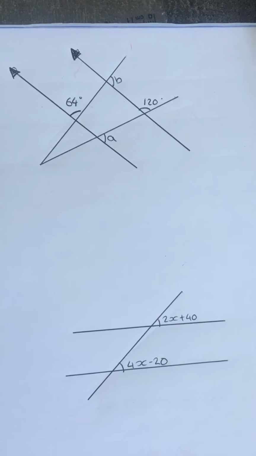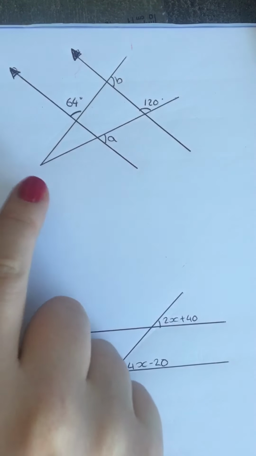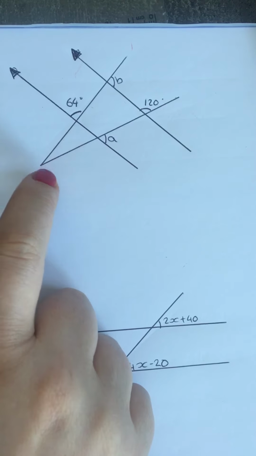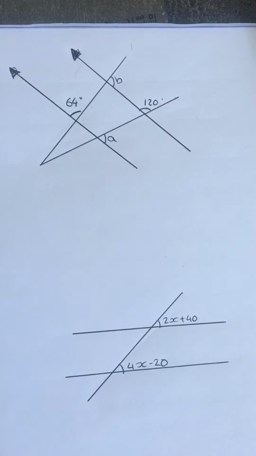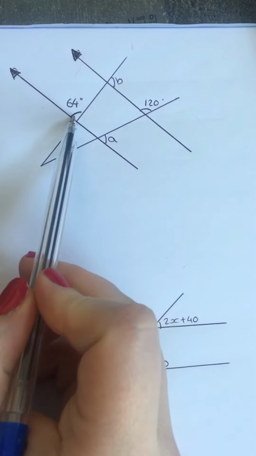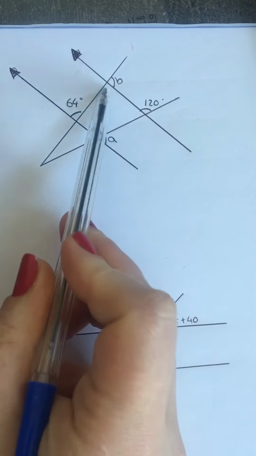Okay, so I'm going to post the solution to two more of the questions from yesterday. These are the two questions that I think I saw the most mistakes and most misconceptions on. So the first question here, we've got this sort of triangle type thing and two parallel lines. We're told that this angle here is 64 and this angle here is 120. And we need to find the sizes of A and B.